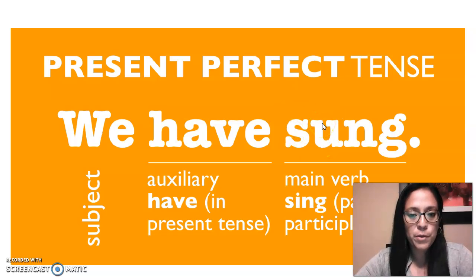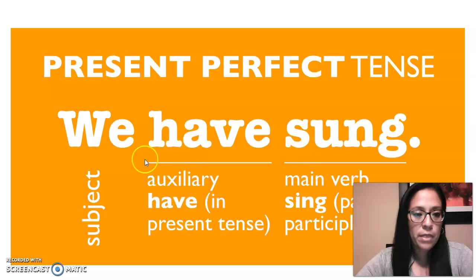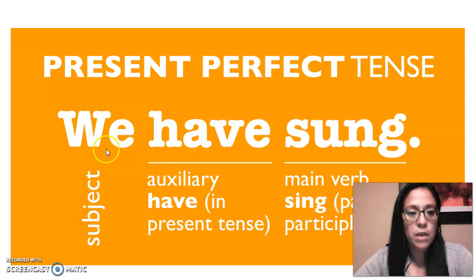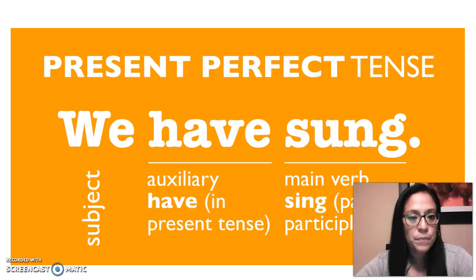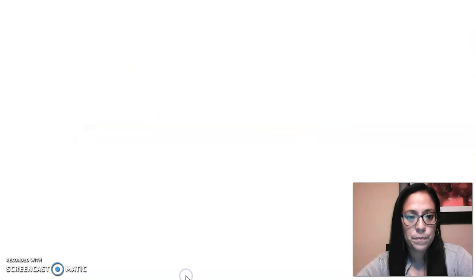So you have to review the list of verbs in past participle. Also, it's really important to remember that when we use different subjects, the auxiliary is going to change. Remember, when we use we, I, you, they, we use have. But in the case of he, she, it, we have to use has. That's really important to remember.